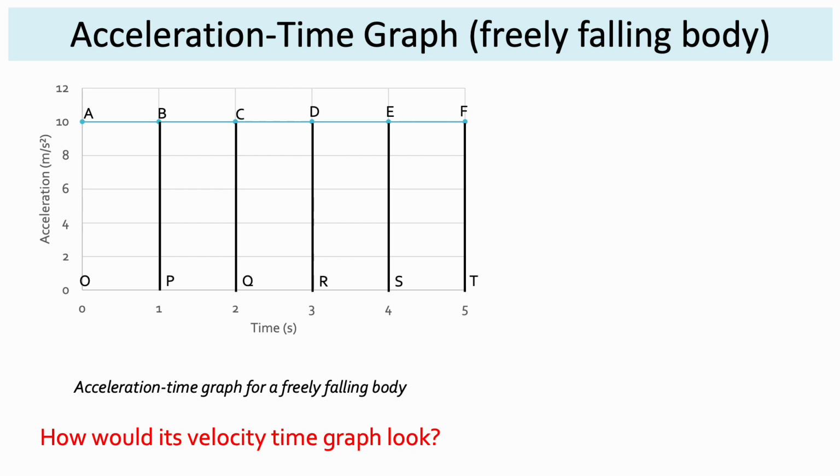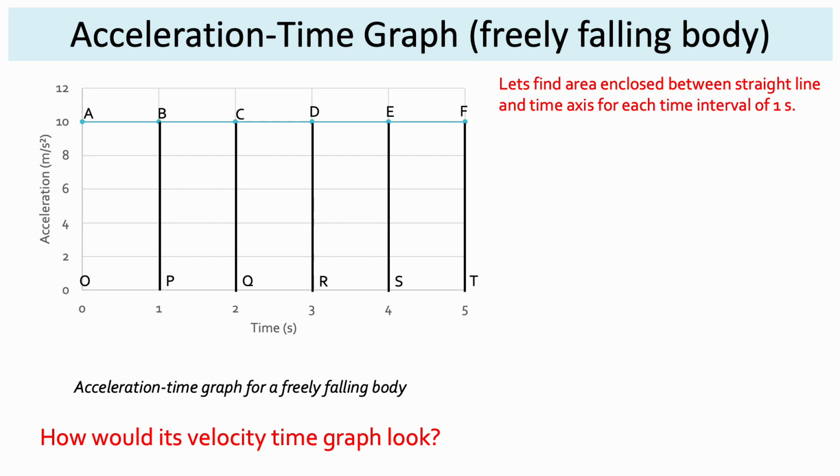So here are the rectangles. Now let's find the area enclosed between the straight line and the time axis for each time interval of 1 second. So the area will give us the velocity after 1 second. Area of this first rectangle that you can see, OABP, is 10 multiplied by 1. So velocity after 1 second would be 10 meters per second.